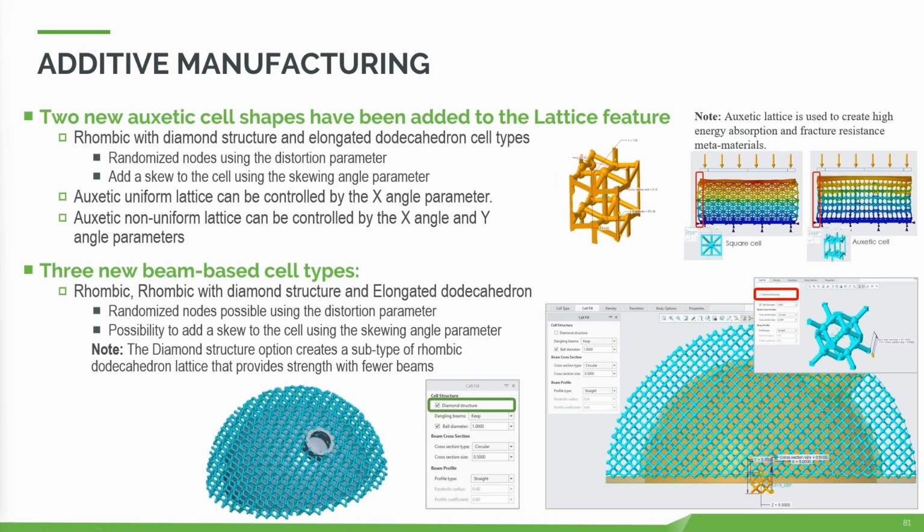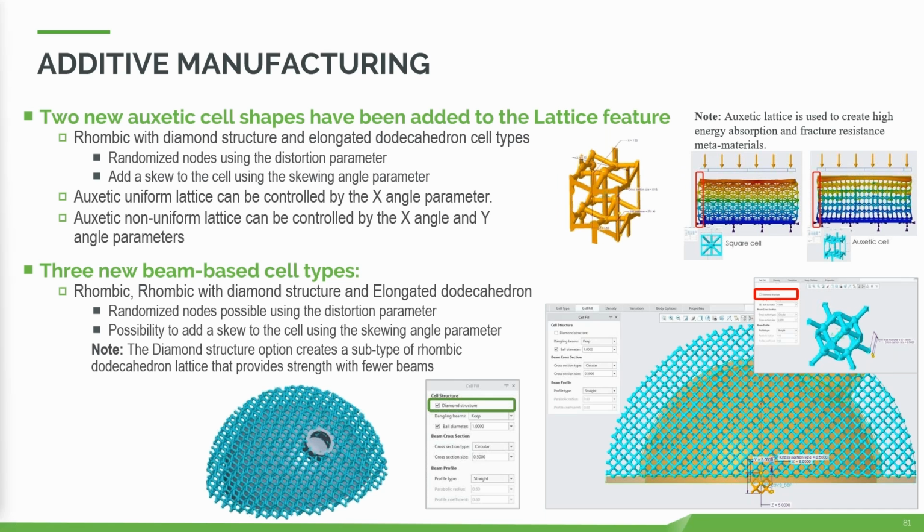We've got the two new auxetic cell shapes that have been added to the lattice feature. So the rhombic with diamond and an elongated dodecahedron. Okay, so they can be controlled by dimensions there. There are also 3 new beam-based cell types, so the rhombic with diamond, and elongated dodecahedron as well. So also some options, some randomization inside that.